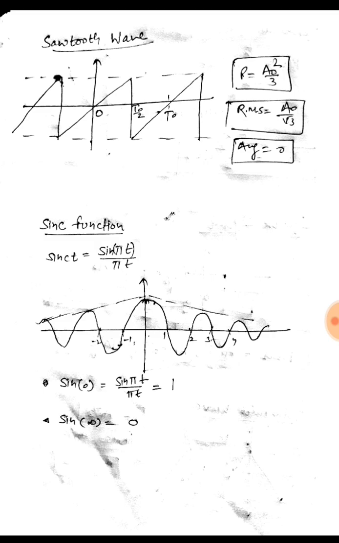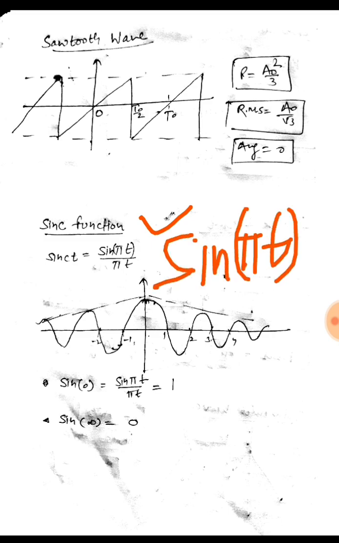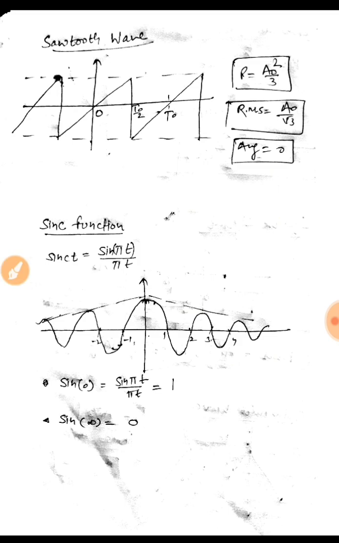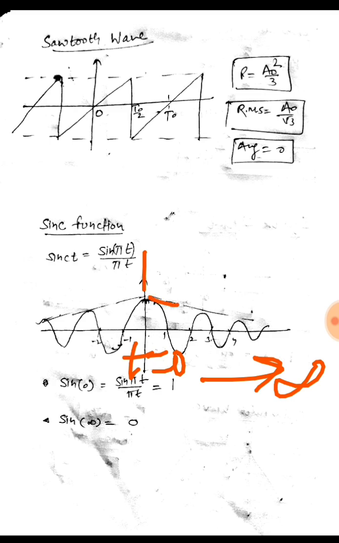One more function is the sinc function, which can be defined as sine of pi t divided by pi t, that is, sine of an angle divided by the same angle. This is our sinc function. Its value will be 1 at the time instant t equal to 0, and as the time approaches infinity, the amplitude keeps on decreasing and at infinity it goes to 0.